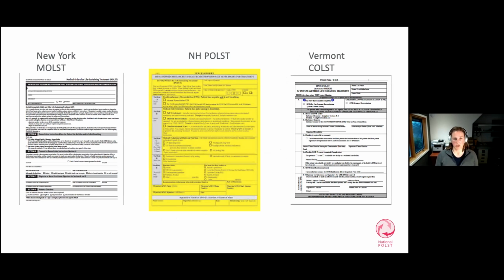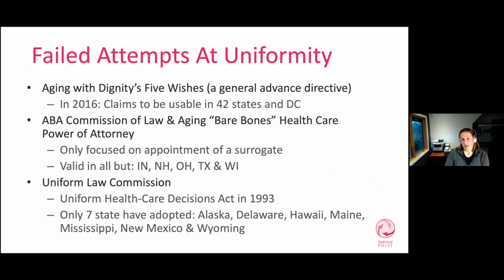So if she wants to make sure that it's going to be followed during an emergency, she needs to have one of each of these, which again, is not an answer I'm happy about giving her. There have been attempts to fix this. One is a very general advanced directive document called 5 Wishes. It's usable in 42 states and DC, at least as of 2016.